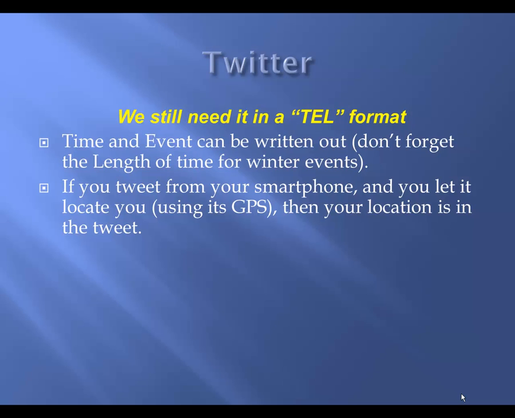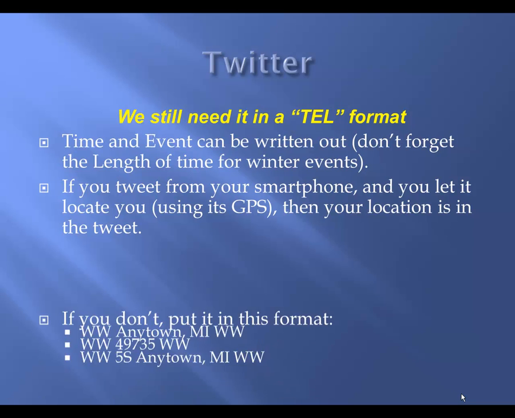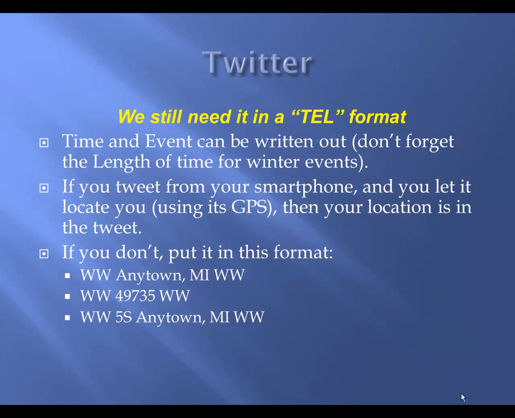If you're doing it from home, your computer doesn't necessarily know where you're at. So when it sends the location, you're going to probably need to put it in one of these formats. Or if your smartphone has that disabled, we still need to know where you're submitting this report from. So put it in this format. You need to put a WW and then the place you're at and then another WW. So in this case, we've got Anytown, Michigan. So you see the WW surrounding it.